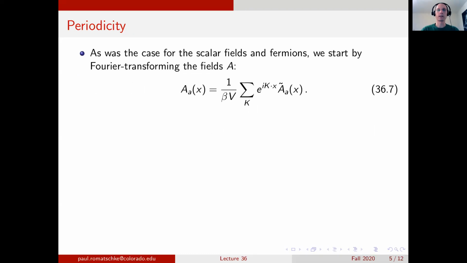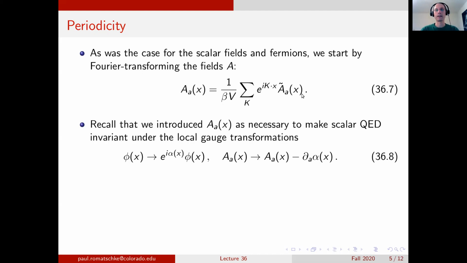As before, we want to solve this path integral by doing a Fourier transform of the gauge fields. So we trade A of x for the Fourier components A twiddle of k. And we want to recall that we have introduced the gauge field in order to make scalar QED invariant under local gauge transformations. So these were phi going to e to the i alpha phi and A going to A minus the derivative of the function alpha.